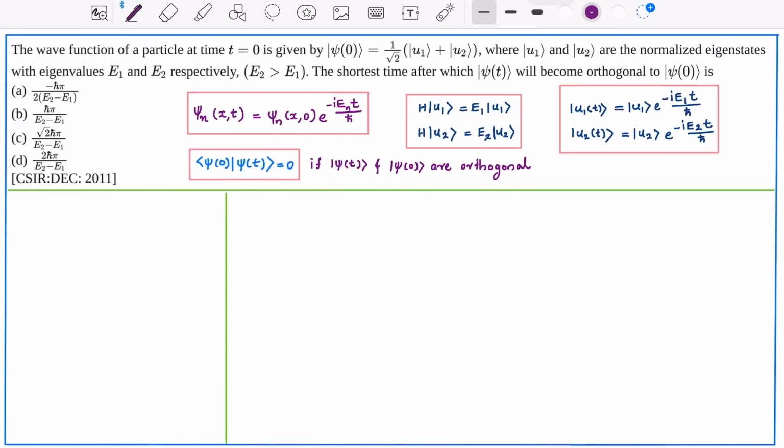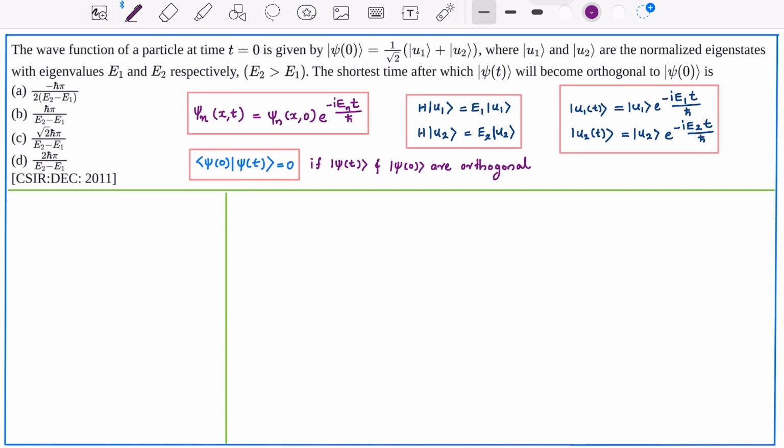Problem 36, Quantum Mechanics. The question is, the wave function of a particle at time t equal to 0 is given by ket psi of 0 equal to 1 by root 2 within bracket ket u1 plus ket u2, where u1 and u2 are the normalized eigenstates with eigenvalues e1 and e2 respectively, with e2 greater than e1. The shortest time after which psi of t will become orthogonal to psi of 0. We have to find out the time at which psi of t and psi of 0 are orthogonal.